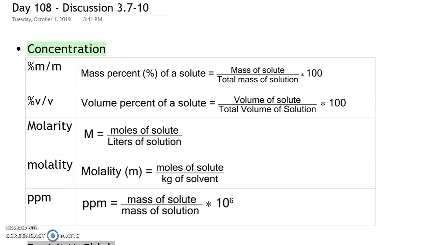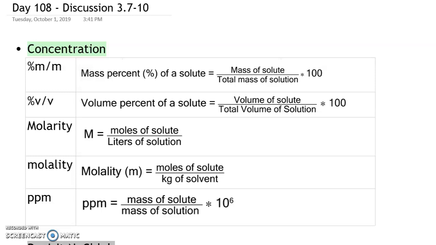This is AP Chemistry Discussion 3.7 through 3.10, which covers solutions and colligative properties. This is part of the intermolecular forces unit because being able to overcome the intra-particle forces within a solute and interact with the interparticle forces between molecules of solvent is what determines whether or not something can become a solution.